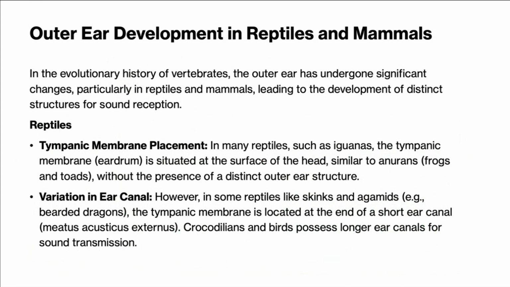So in many reptiles like iguanas, the tympanic membrane, the eardrum, is found at the surface of the head, which is similar to frogs and toads. Because their eardrum is right there, they don't really have a distinct outer ear structure. Then in some reptiles, like skinks and agamids, bearded dragons being an example, the tympanic membrane can be found at the end of a short ear canal, and crocodiles and birds have longer ear canals to help with their sound transmission.